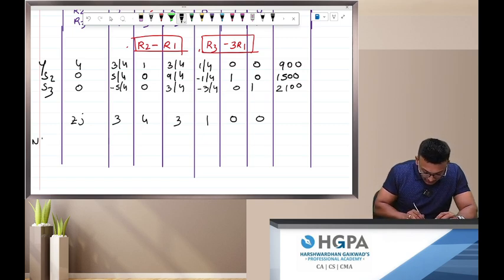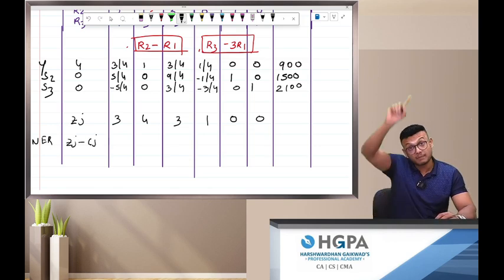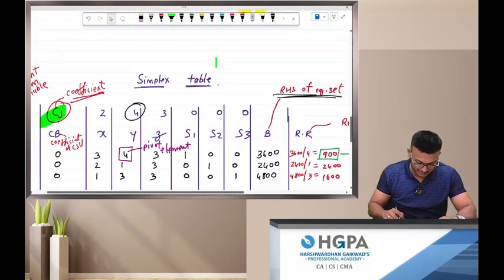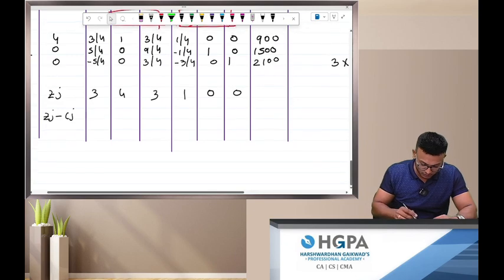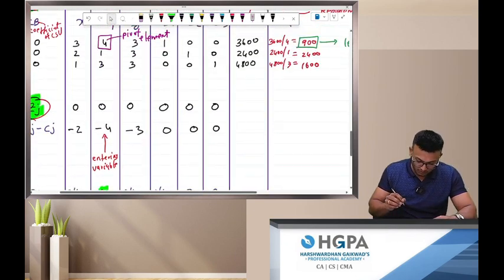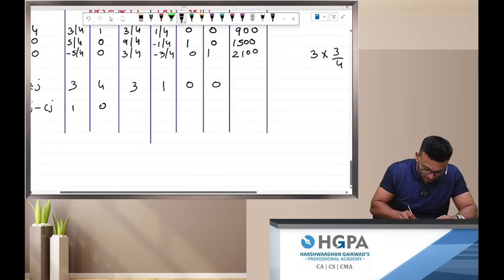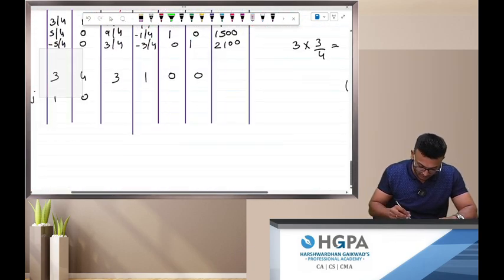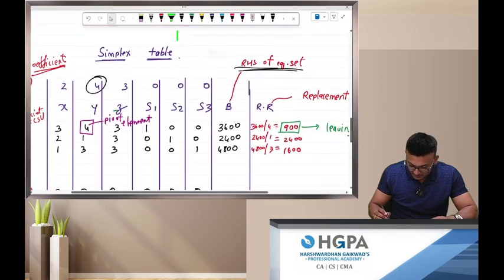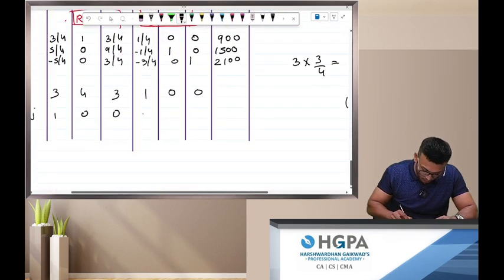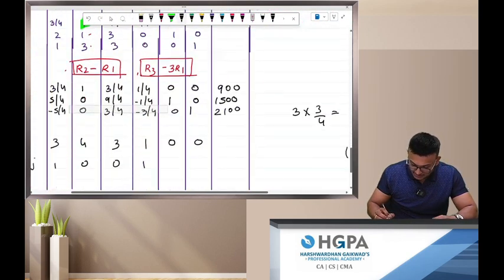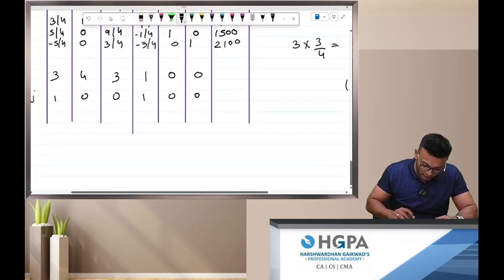Next is your NER. How to compute NER? Zj minus Cj. So 3 minus, straight up, this is what? Where is Cj? 2. So 3 minus 2 is 1. 4 minus 4, this is 0. 3 minus 3 will become 0. 1 minus 0 will become 1. 0 minus this is 0 and 0. Okay, now you are good to go.